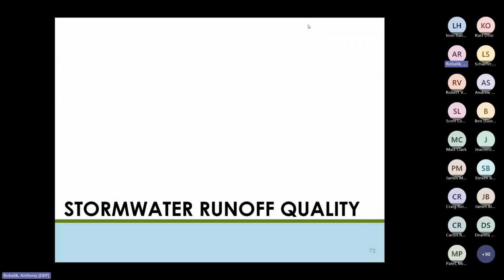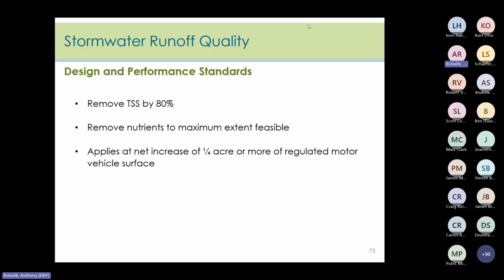So the next section the reviewer should check is stormwater runoff quality. And the stormwater runoff quality requirements are shown here. For new development, the proposed design must remove 80% of total suspended solids in stormwater runoff generated from the water quality design storm. And that's from the net increase in motor vehicle surface. And although there is no numerical target, the reviewer must also ensure that the design removes nutrients to the maximum extent feasible.